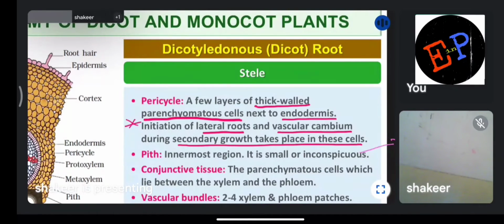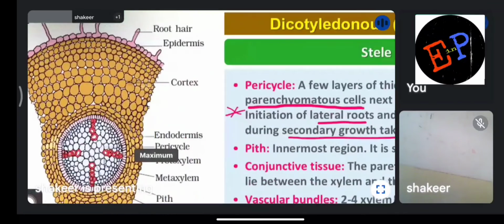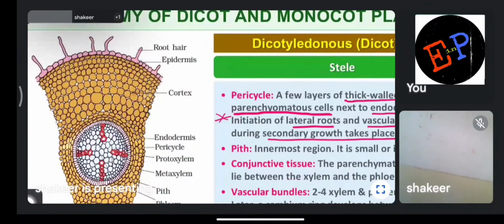Okay, ma? So what is the function of pericycle? Tell me the pericycle function. The lateral roots and vascular cambium, both of them start from the pericycle. Understood, right? Lateral roots as well as vascular cambium are developed in the pericycle. Now let us see the structure and arrangement of this pericycle, ma.